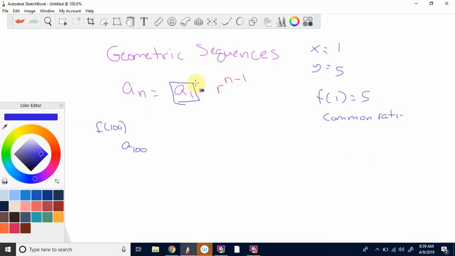So order of operations is important. Remember, it's a sub 1 times r raised to the n minus 1. So exponents come first. You must simplify this factor first before you can multiply it by a sub 1. You can't multiply a sub 1 and r and then take it to the n minus 1 power. So, basic math and exponent rules.